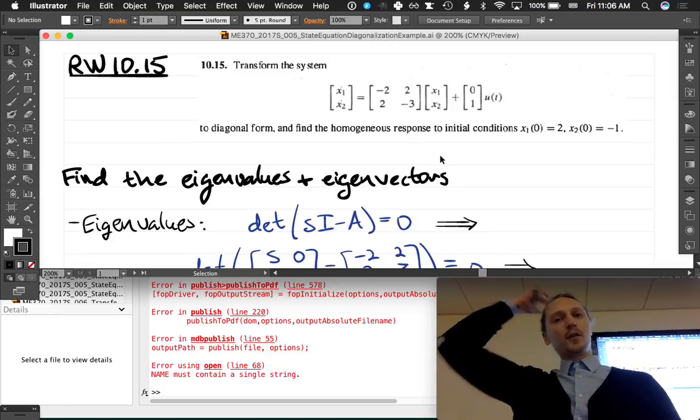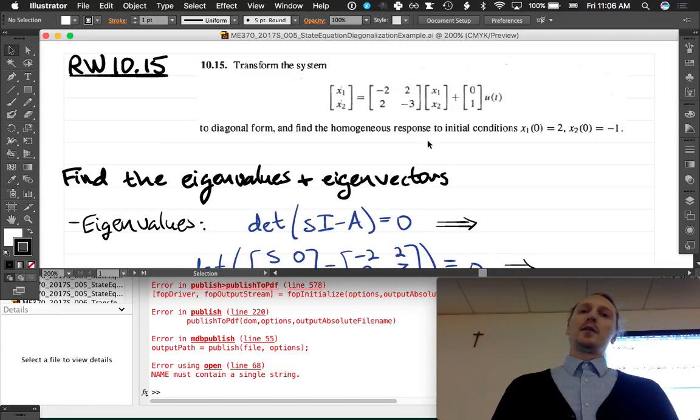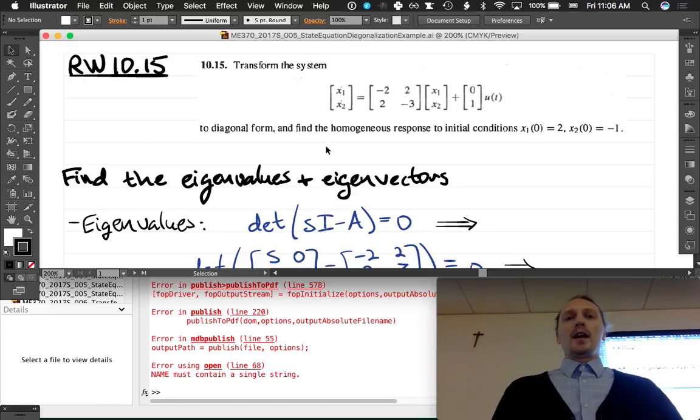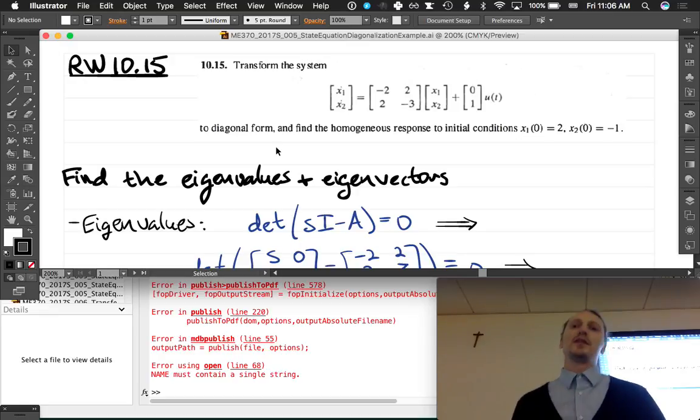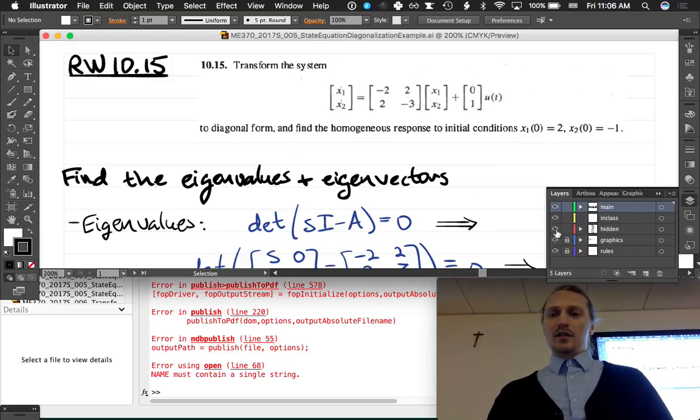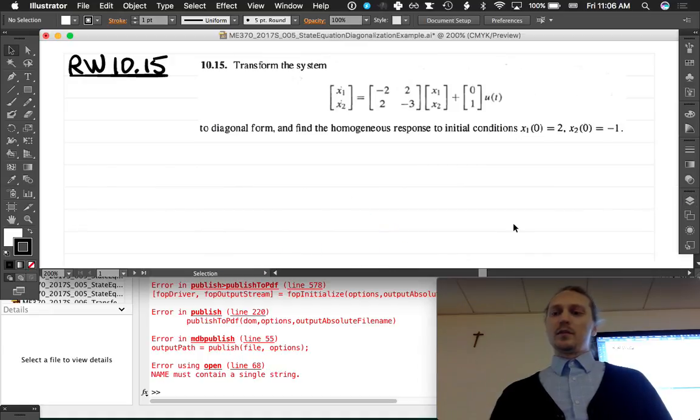So it says to transform this system, and gives you the state equation. What's the order of the system? How do we know what the order is? Because your x right there is 2. Yeah, the number of state variables is equal to the order, right? So 2 state variables, so it's order 2. Okay. And so we want to convert this system to a diagonal form and find the homogeneous response to these initial conditions. So let's go ahead and do that. I am going to do it from scratch.